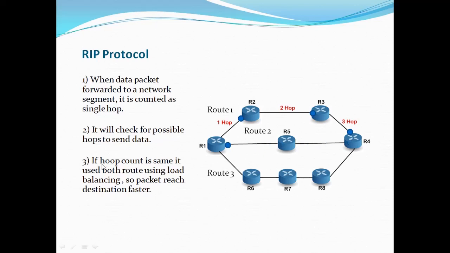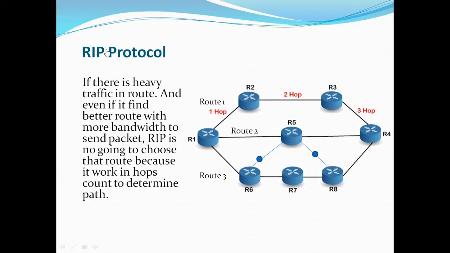The next option we have is if the hop count is the same, it uses both routes using load balancing. So packets reach the destination faster. Let's take an example. If we have one more router here, then this route and this route will be the same. This route also will have 3 hops and this route also will have 3 hops. So in that case, router 1 chooses both routes to send the packet by using load balancing, so that router 1 can quickly send the packet to router 4.